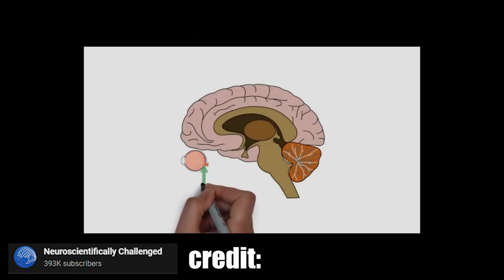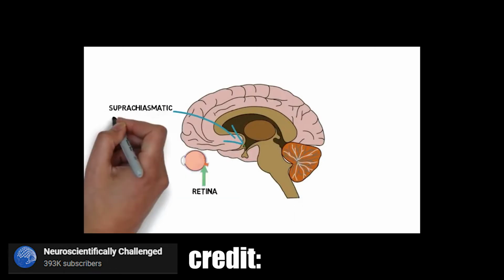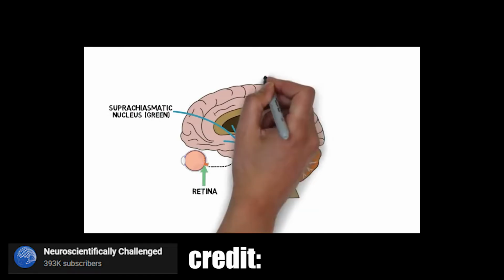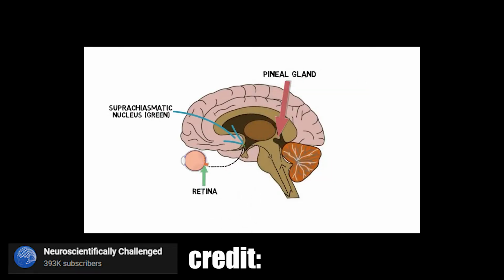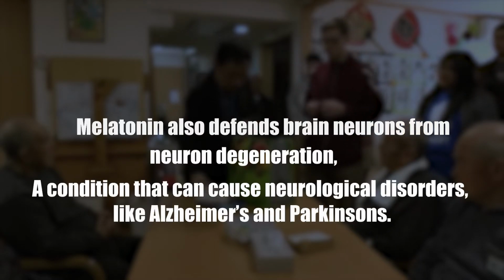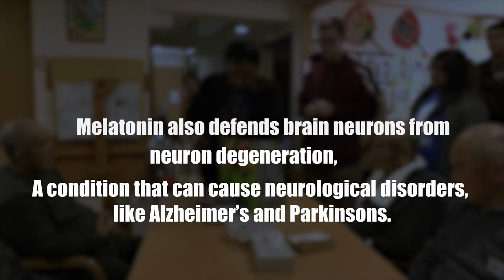Melatonin secretion is regulated by signals from the retina about light in the environment, which travel to a nucleus in the hypothalamus called the suprachiasmatic nucleus, and then via an indirect route to the pineal gland. The main function of the suprachiasmatic nucleus is to control circadian rhythms, and in addition to sending information about ambient lighting to the pineal gland, the suprachiasmatic nucleus also uses levels of melatonin as a signal to provide information about the time of day. Melatonin also defends brain neurons from neuron degeneration, a condition that can cause neurological disorders like Alzheimer's and Parkinson's.